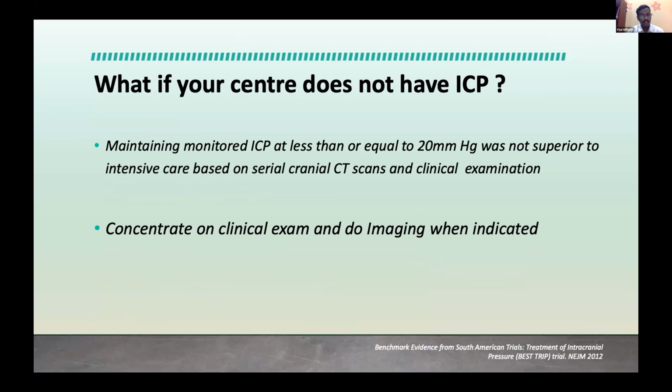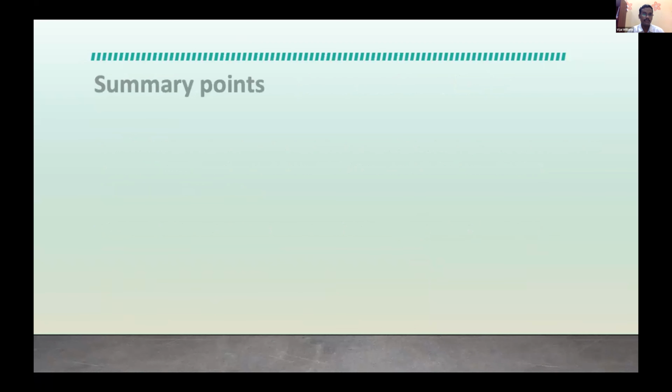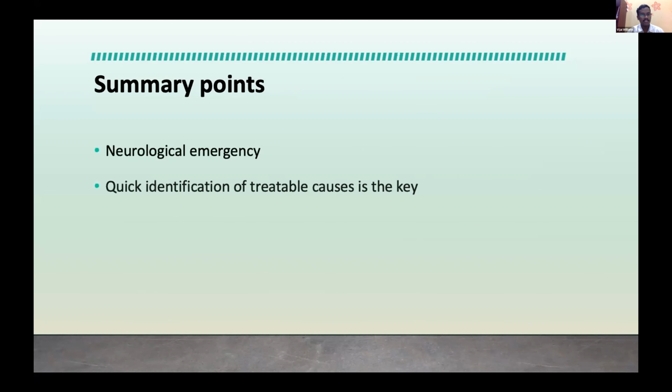So I would still feel that if a center does not have ICP facility, go with your clinical examination, do appropriate imaging when indicated, and consult your surgical colleague whenever there is necessity to drain and reduce the ICP. The take-home points would be: coma is a neurological emergency which requires quick identification of treatable causes.